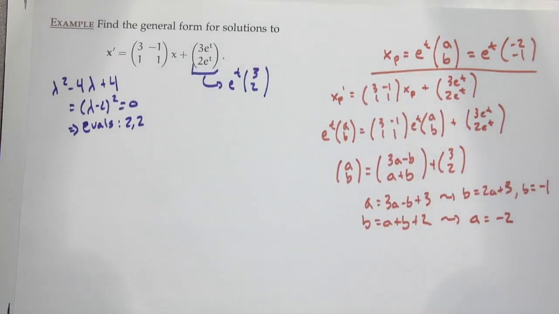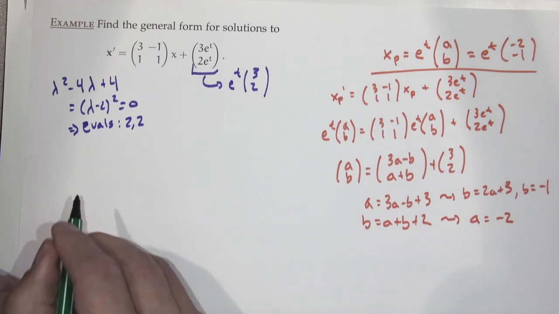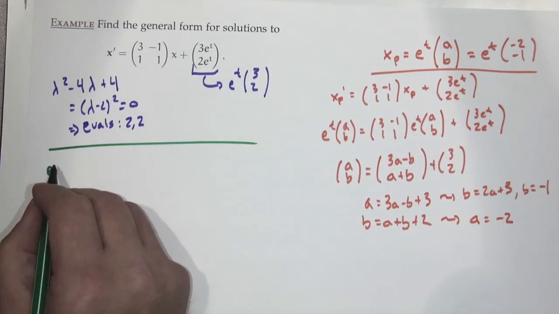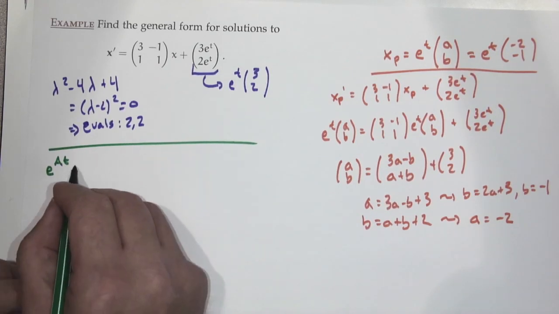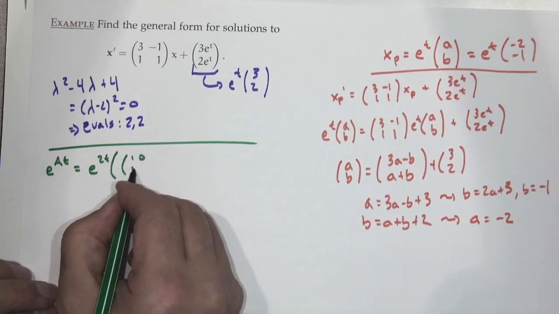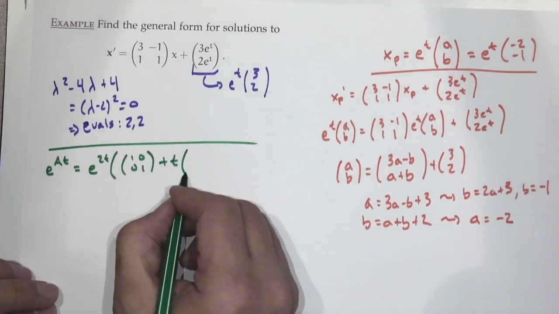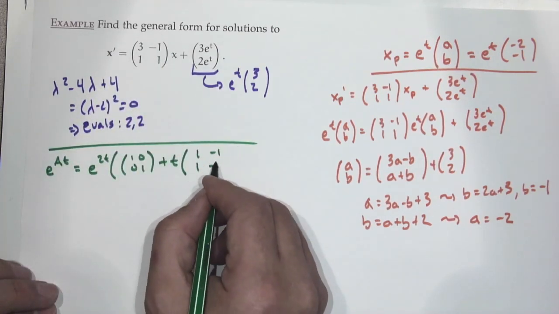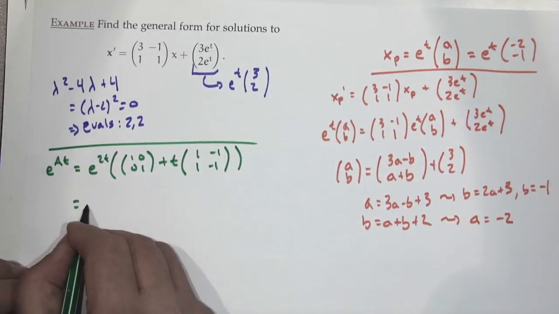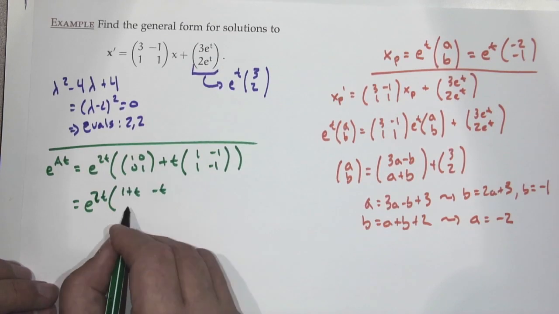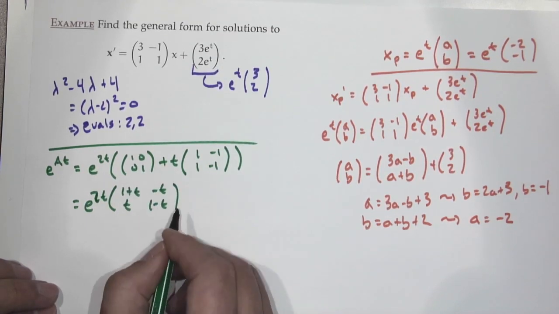Okay, so that's our particular solution. Do you have another 60 seconds so we can get the general solution? Yep. All right, general solution. We know our eigenvalues are 2, 2, so what can we do? We can do e to the At. So that's our e to the 2t, our identity, plus t times our matrix minus 2. So that's 1, minus 1, 1, minus 1. So that's e to the 2t times the matrix 1 plus t, minus t, t, 1 minus t.